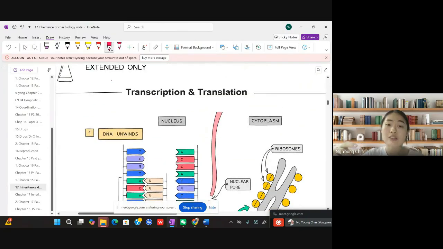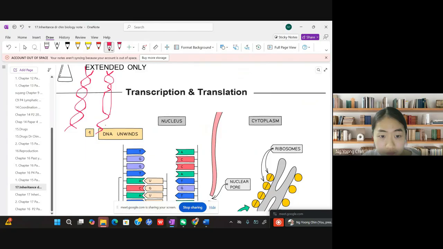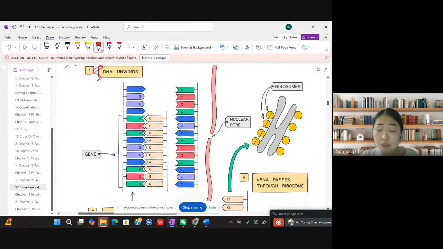Initially it's intertwined like this. After you unwind, that means the region opens up. You can see the region opens up like this. Actually this region which opens up is a gene. Because you can open up this gene, you can synthesize the messenger RNA. The messenger RNA can bind to the ribosome and then start to produce the protein.